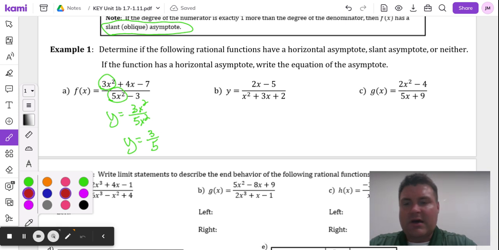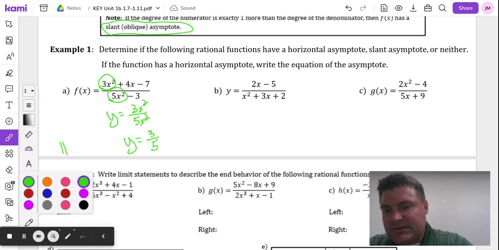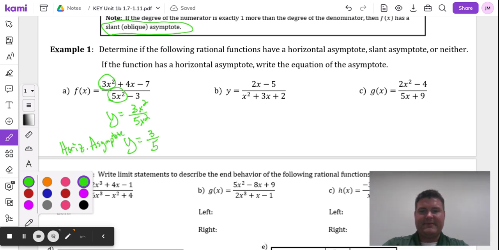I'll write down that this is a horizontal asymptote. I did not even answer the question. So this is a horizontal asymptote. Okay, moving on to B.